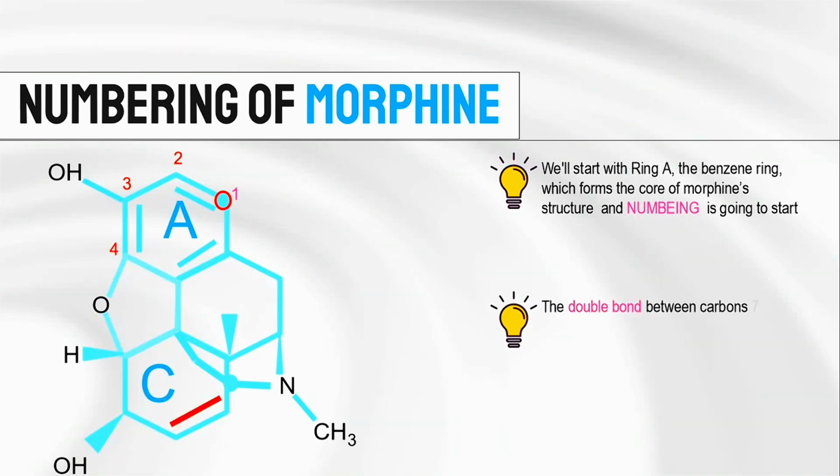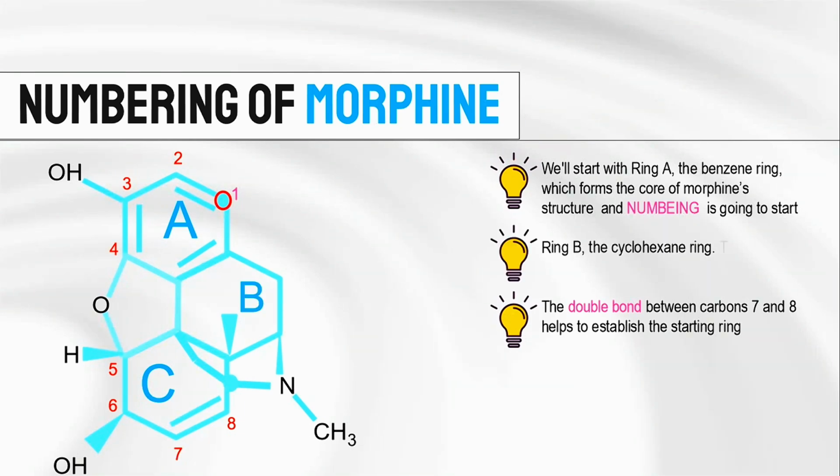Next, we move to ring C, the cyclohexene ring. Remember this with double bond defines. The double bond between carbons 7 and 8 helps to establish the starting point. Continue numbering sequentially around the ring. Note that we start ring C with carbon 5, as we proceed around the ring.